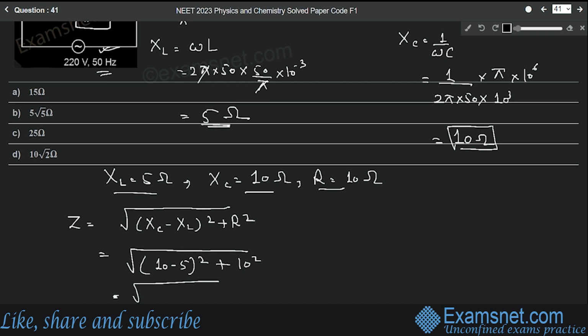So under root 10 minus 5 means 5 square will be 25, and this side we have 100. So this is under root 125, that will be equal to 5 root 5, and the unit will be ohm. So the correct answer will be option number B, 5 root 5 ohm is the net impedance.